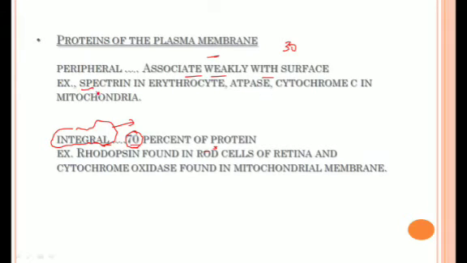As examples in the plasma membrane, we can give examples of peripheral protein. The first example is spectrin in erythrocytes, ATPase, cytochrome C in mitochondria. Whereas examples of integral protein are rhodopsin found in rod cells of the retina, and cytochrome oxidase found in the mitochondrial membrane. These are the examples of integral protein.